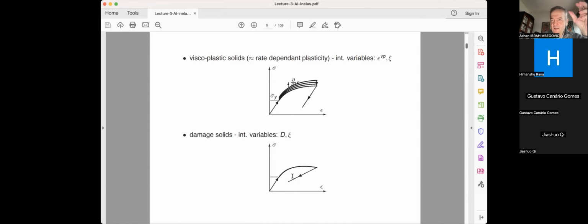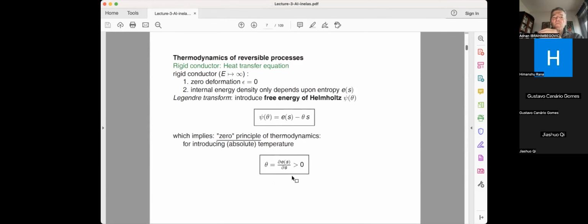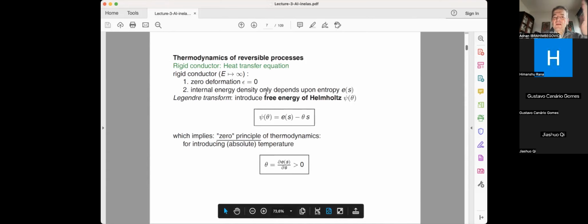So basically, the idea is that we'll have to define this dissipation for different models as we go along, and we'll see how to handle this type of thing. So let me start with the thermodynamics of reversible processes. First, I will consider the elastic case, and I will remove the mechanics completely. In other words, I'll consider a rigid conductor, and I will only focus upon a heat transfer equation. That means a rigid conductor will have a Young's modulus that goes to infinity, and the deformation will be equal to 0. So there's nothing going on in mechanics.